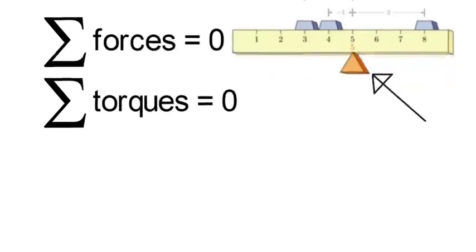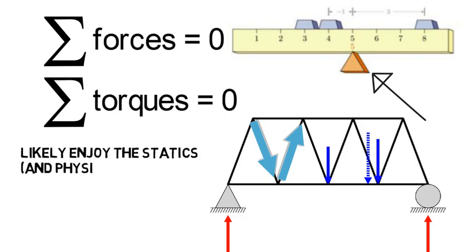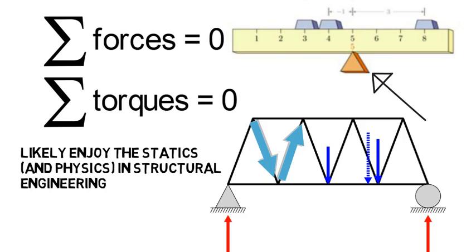So if you're looking at the forces within a bridge or truss, the same principles apply, but now there's just more to it. The weight is straight down as shown in blue, all the beams exert forces on one another, but the sum of them is equal to 0, and the torques sum to 0 as well because the bridge is not moving. It's of course even more complicated than this, but if you enjoy that kind of basic physics you see above, then you'll likely enjoy the statics and physics you see in structural engineering.